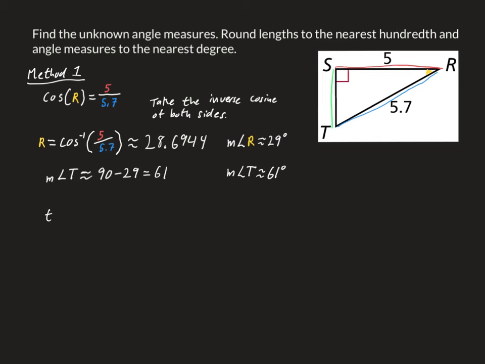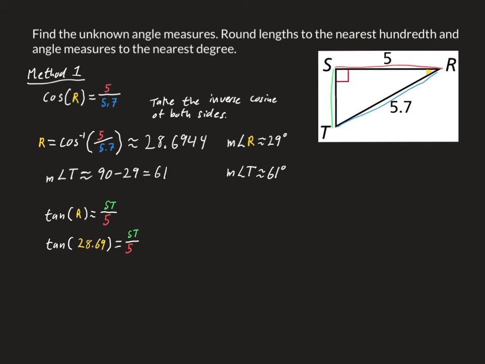Okay, so last is this line segment here, ST. And what I'm going to use is tangent of angle R. So tangent of angle R is ST over 5, opposite over the adjacent. So we know what the measure of angle R is, and I'm not going to put in just 29 degrees. I'm going to put in 28.69, and that will make my answer more precise. So you don't want to round until the end.